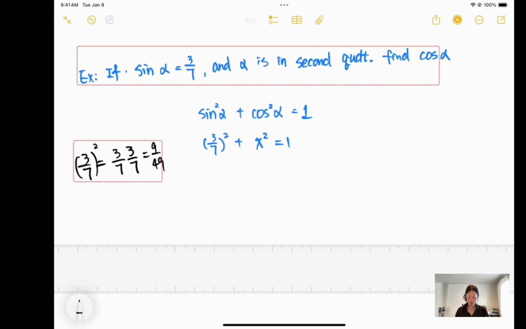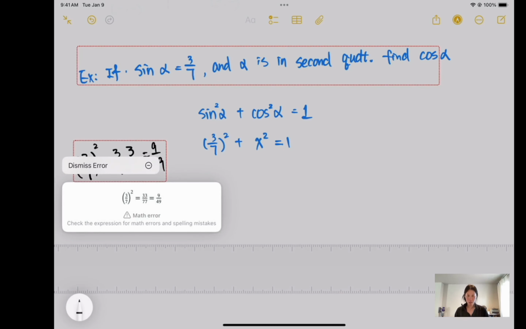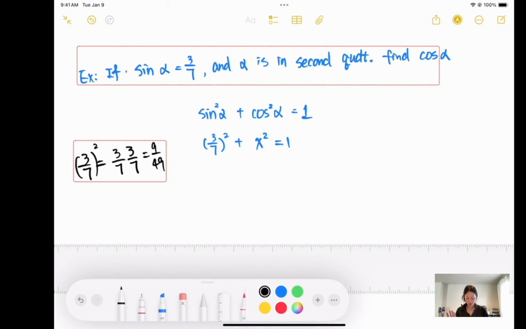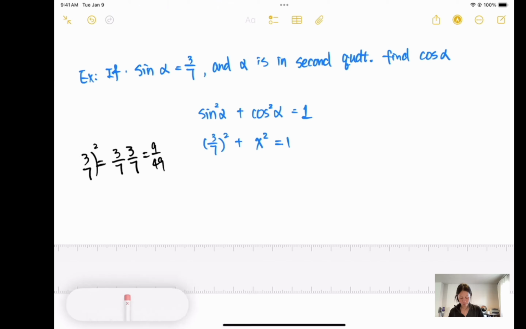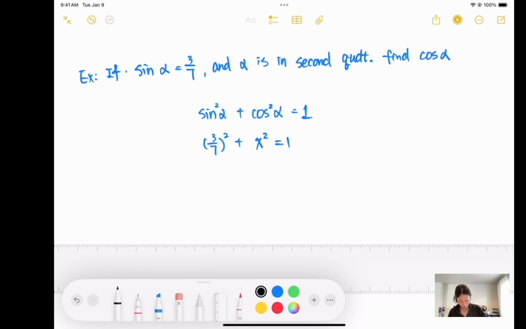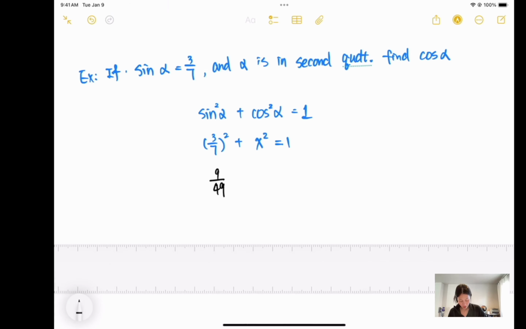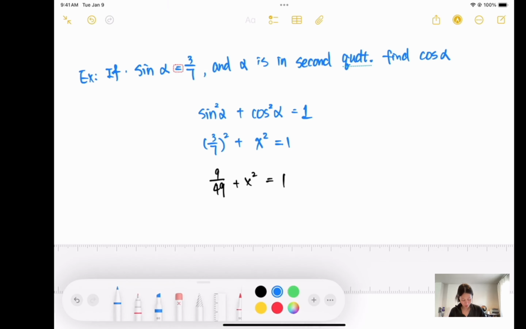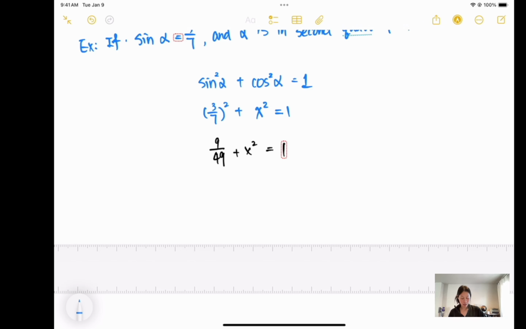So we should be able to do this very quickly. You just square the top and also square the bottom. Square the numerator, square the denominator. All right. Now, this part is equal to 9/49, and x squared equals 1. Let me use it back in this color. And now x squared is equal to 1 minus 9/49. Find the common denominator, which is 49. So 1, I can write it as 49/49.